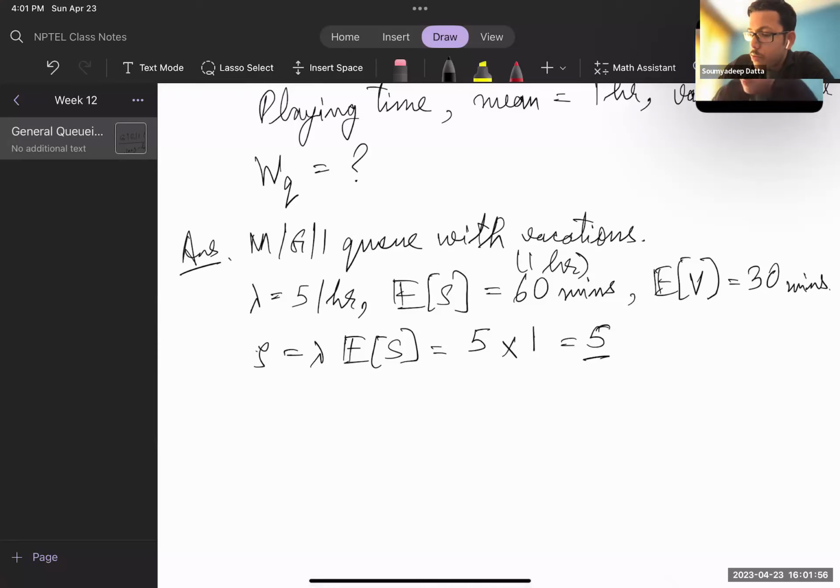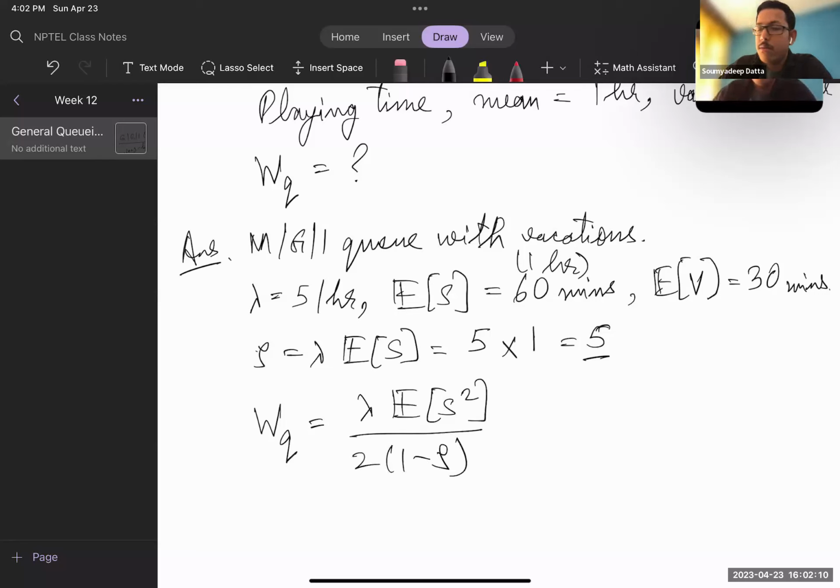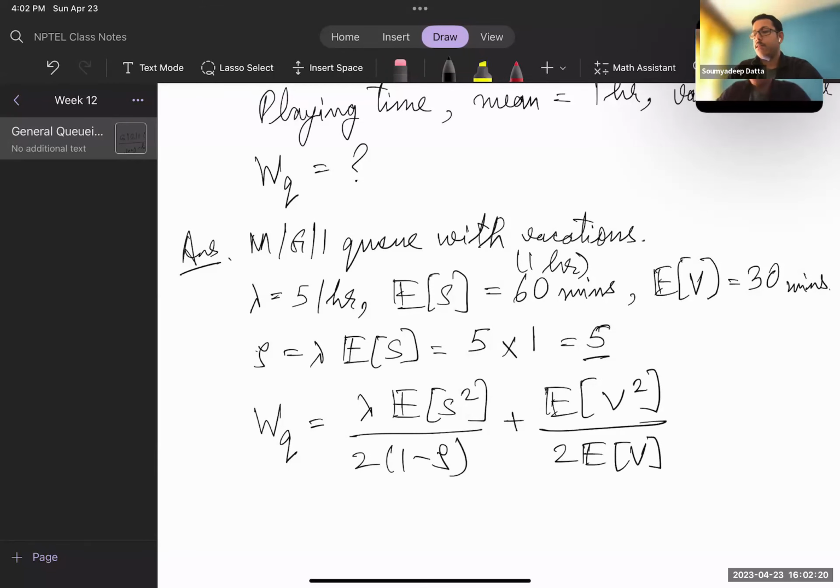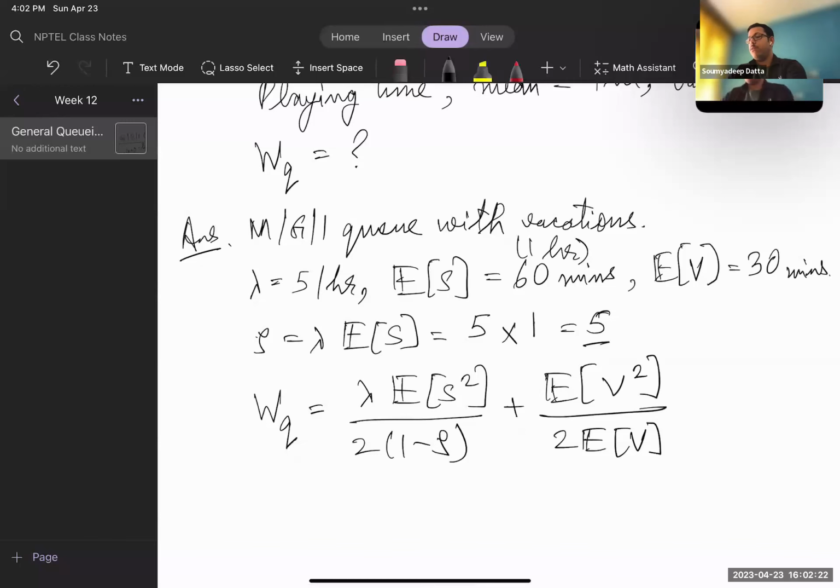And this is the formula that we are trying to use: the waiting time in a queue is lambda times expectation of S squared divided by 2 times (1 minus rho), plus expectation of vacation period squared divided by 2 times expectation of V. This is the formula we are trying to use.